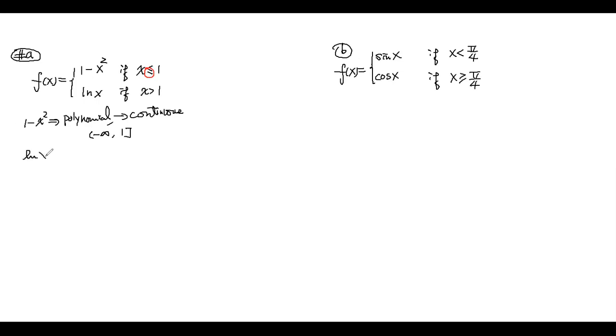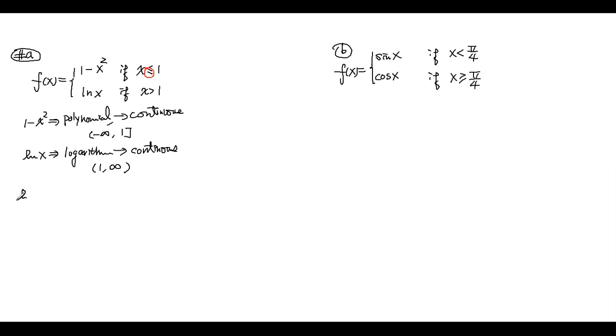Then the natural log x here, what is this function? This is a logarithm, right? So the logarithm function, we also know the logarithm function is a continuous function. But where is it continuous? From 1 to where? From 1 to infinity, right? So the only thing we need to show is at x equals 1, is this continuous or not.